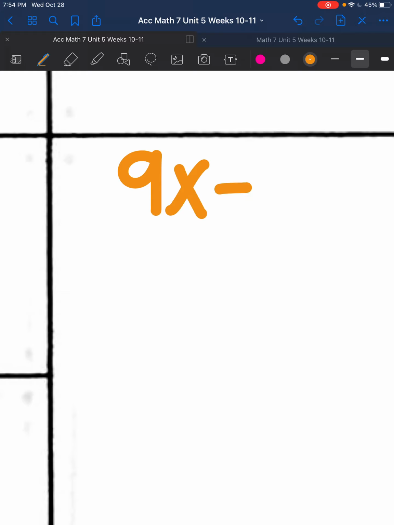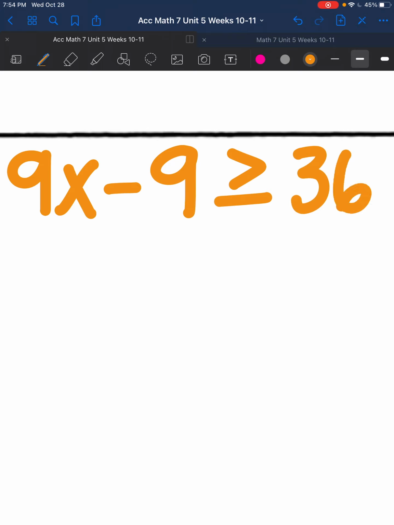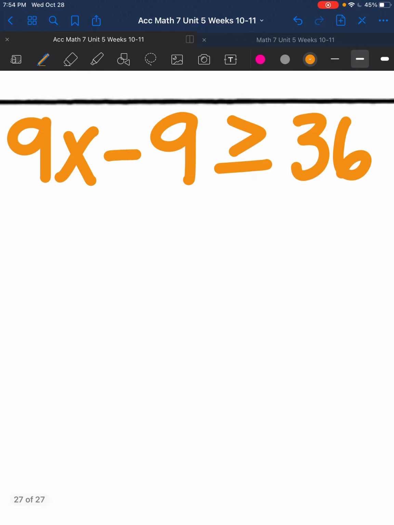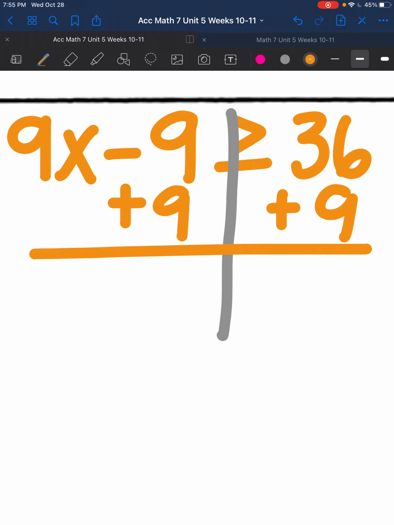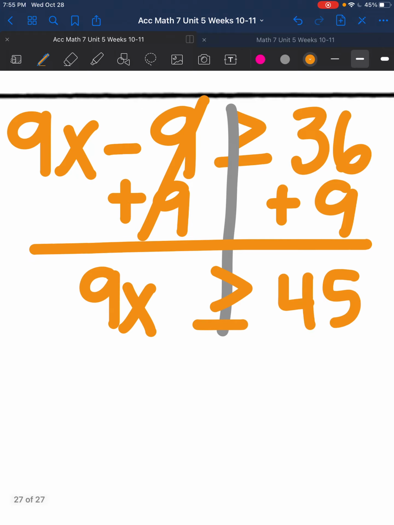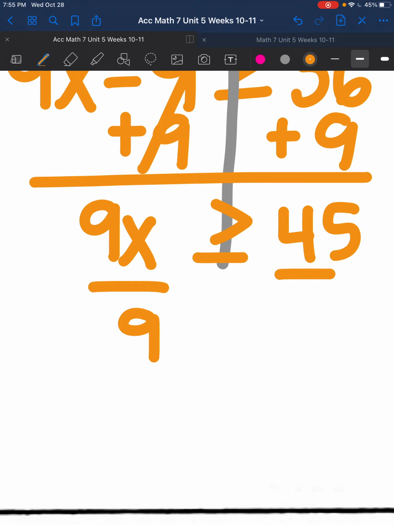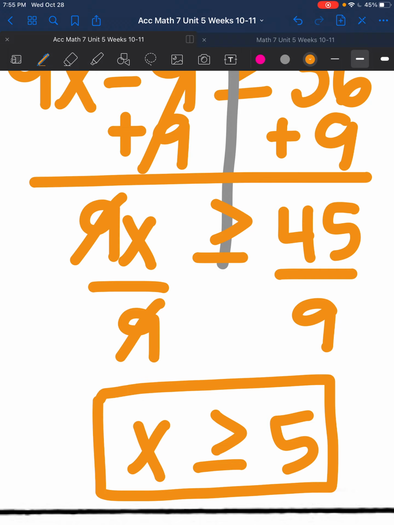So 9x minus 9 is greater than or equal to 36. So in order for me to solve this, I know that I first need to add 9 to both sides. When I do that, my 9's cancel out, and I have 9x is greater than or equal to 45. To get that x by itself, I'm going to divide by 9 on both sides, and my solution is x is greater than or equal to 5.